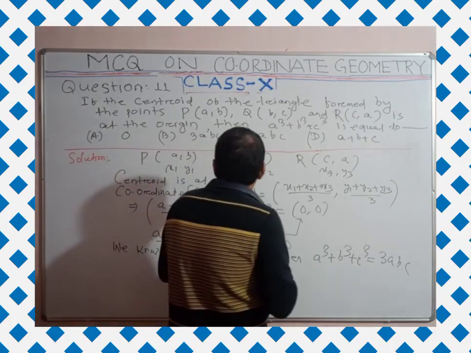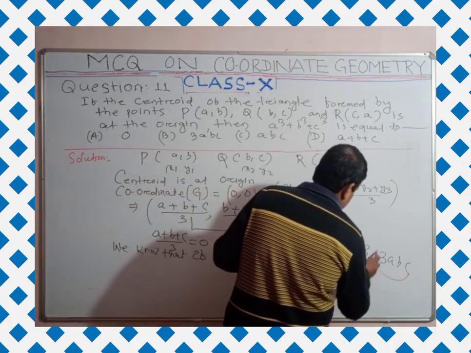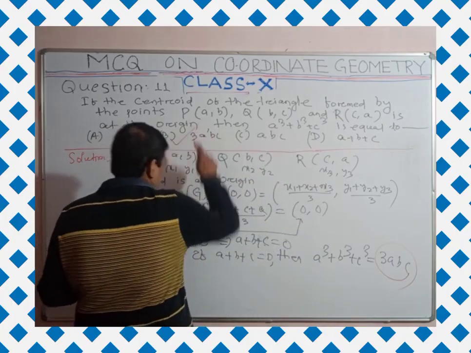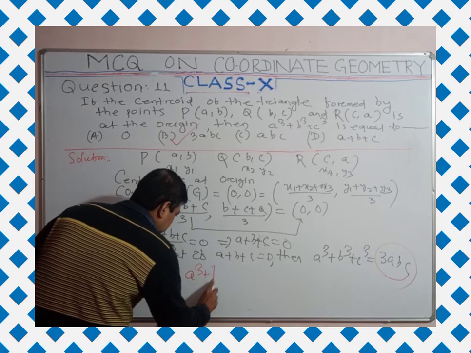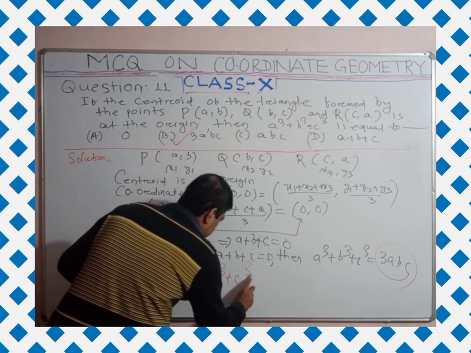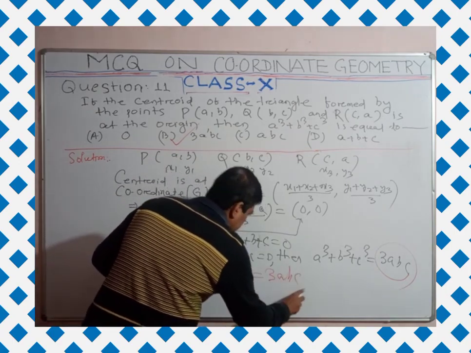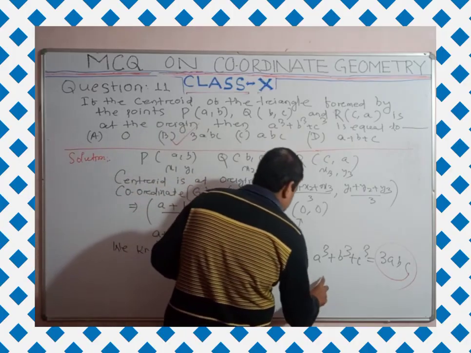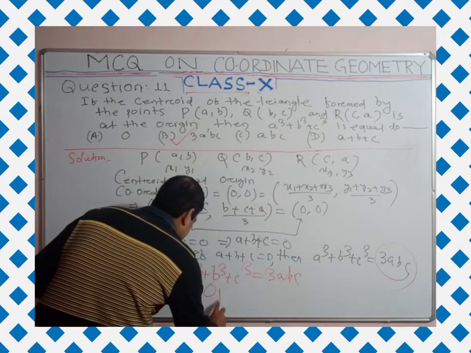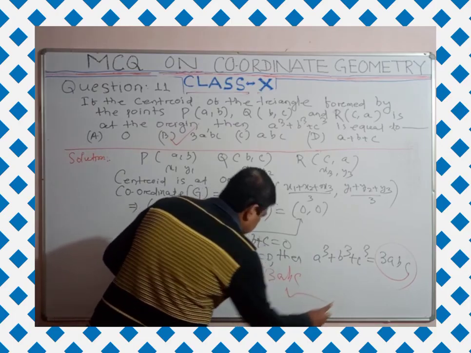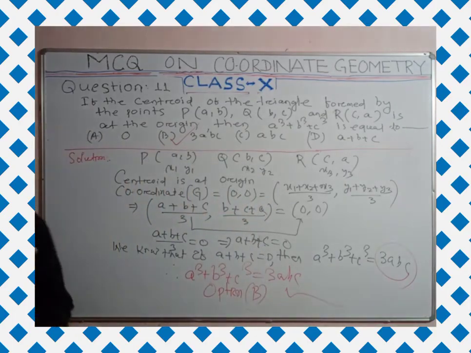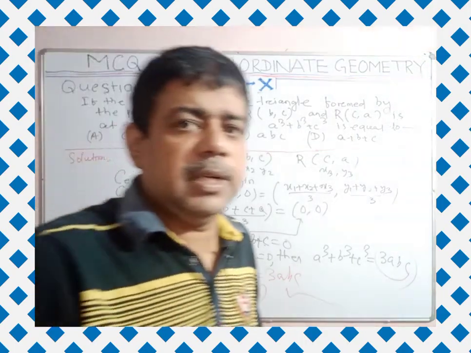So here we got the required expression. Here B is the correct option. Hence A cubed plus B cubed plus C cubed is equal to 3ABC. Understand? So option B is the correct option. Understand? Okay.